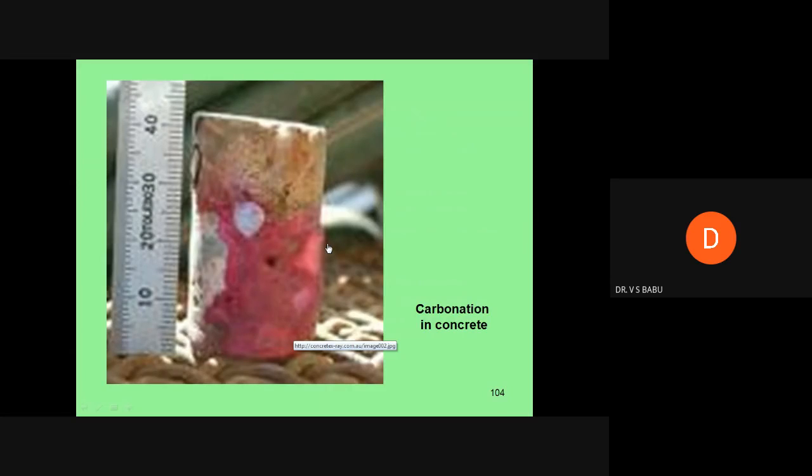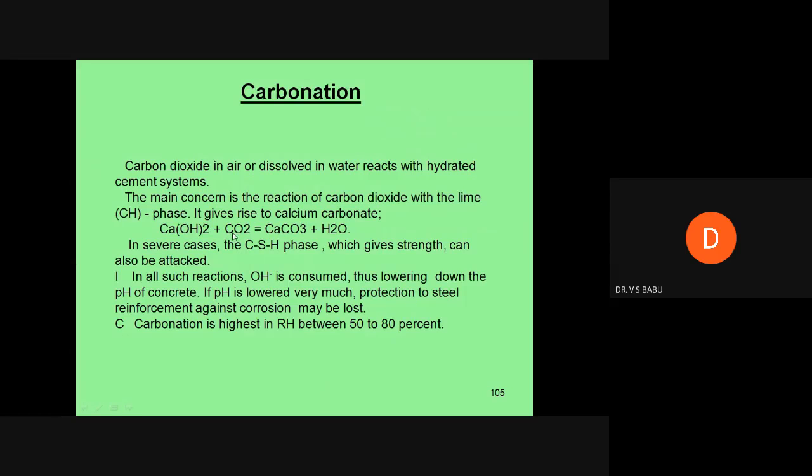Now you see, next, carbonation. How does this carbon dioxide, CO2, react with the calcium hydroxide phase and form calcium carbonate? That means CaCO3. The main concern is the reaction of carbon dioxide with the lime phase, which gives calcium carbonate. Therefore, this carbon dioxide will attack the calcium hydroxide phase, then forms calcium carbonate plus water.